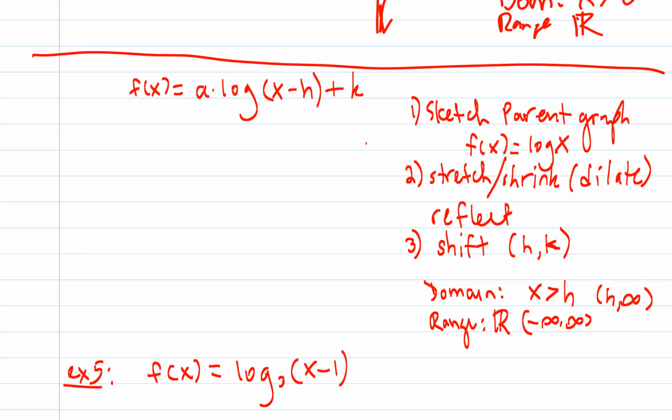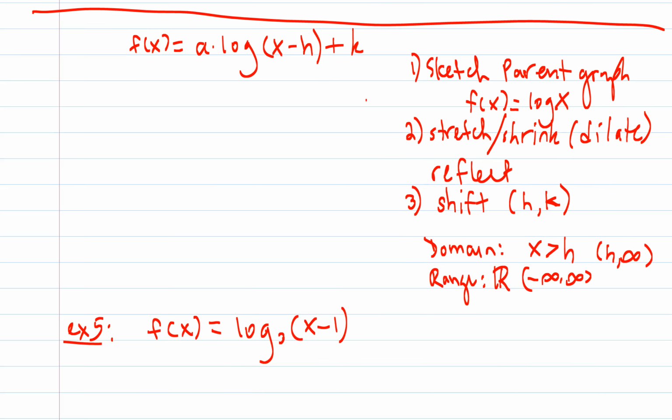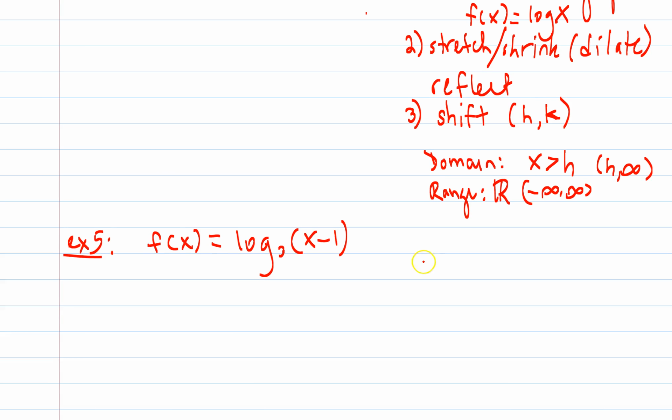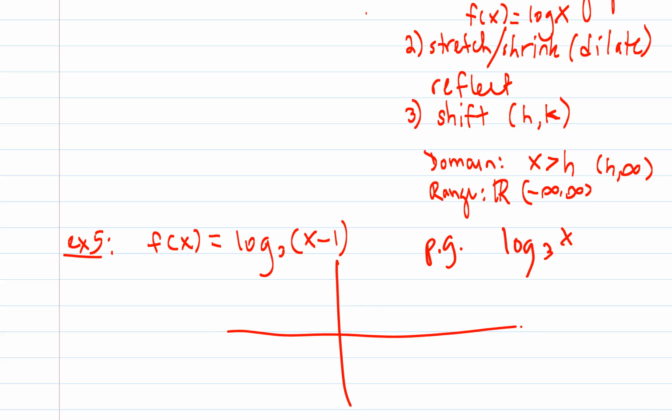So how would we graph this one? Let's see. Ignoring any shifting, our parent graph would be log base 3 of x. I can graph that really quickly. Pick some x's. Log base 3 of 1 is 0. Log base 3 of 3 is 1. Log base 3 of 9 is 2. This is what our parent graph looks like.